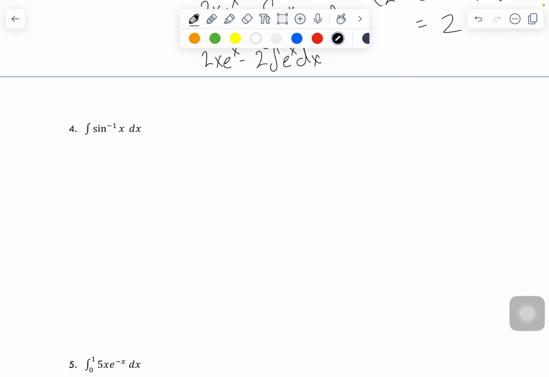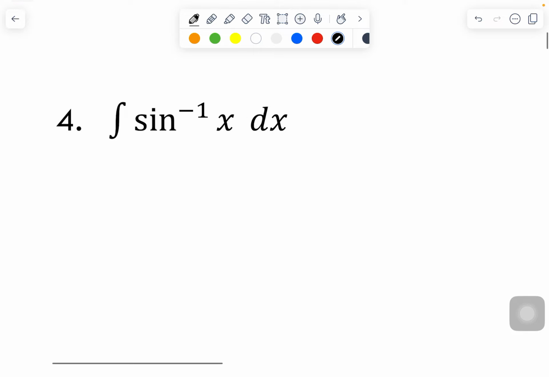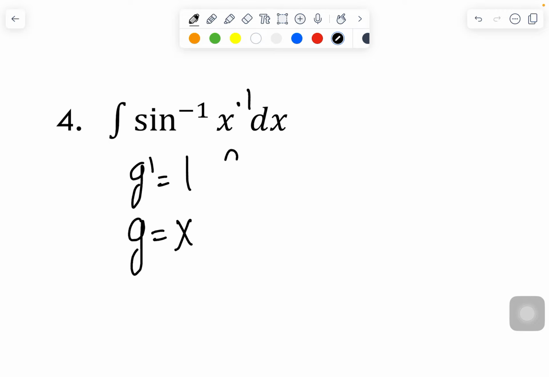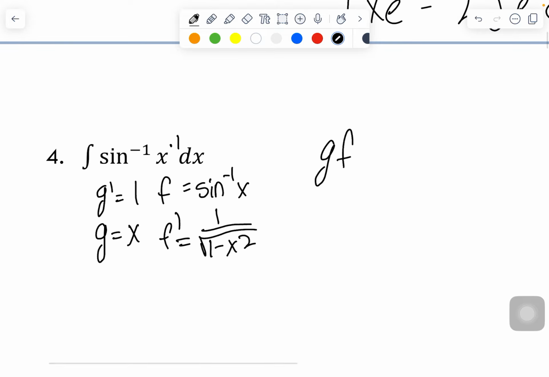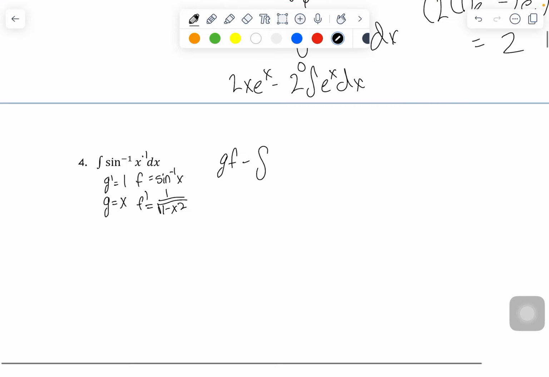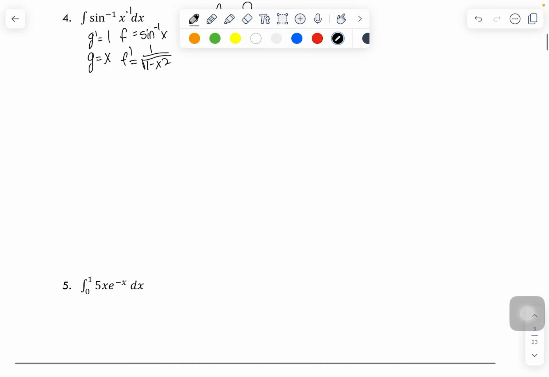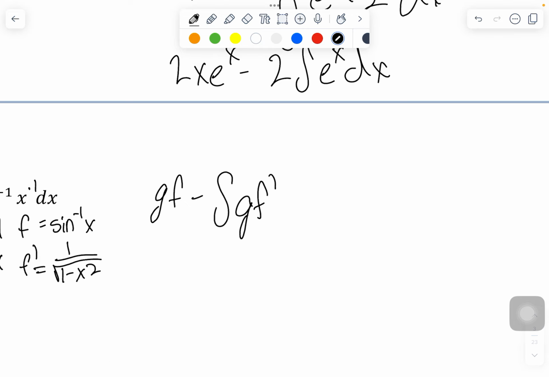Now, when we have sine negative 1 of x, we have to also use times 1 as a method. So we can set g prime equal to 1. So g would just be x. F is sine negative 1 of x. And then the derivative of sine negative 1 of x is 1 over root 1 minus x squared. So using our formula, gf minus the integral of g f prime dx.